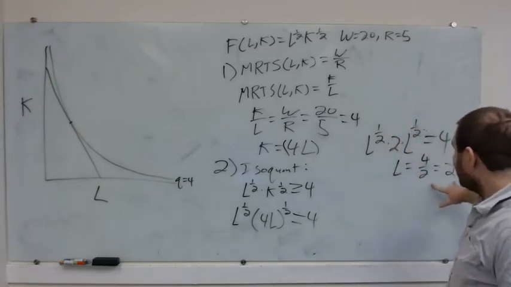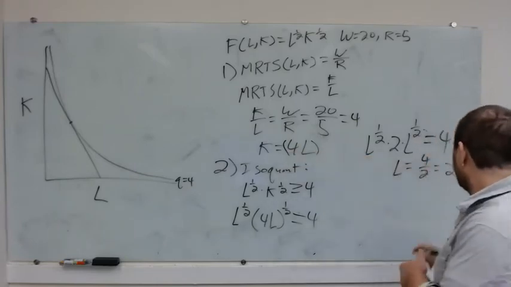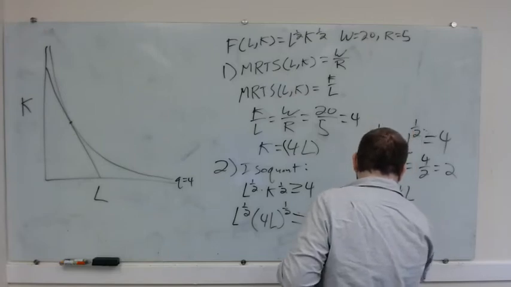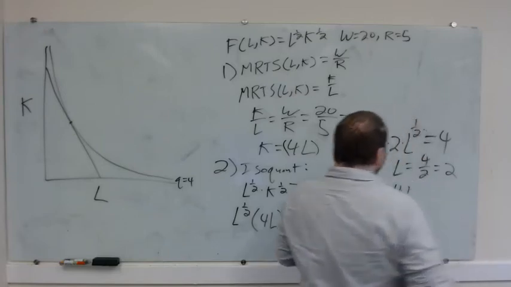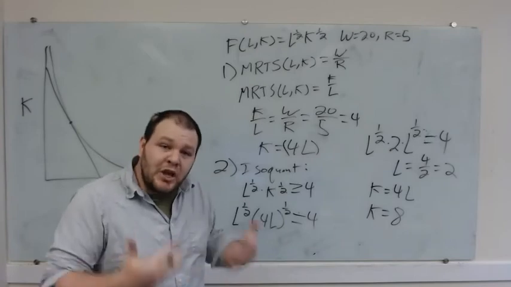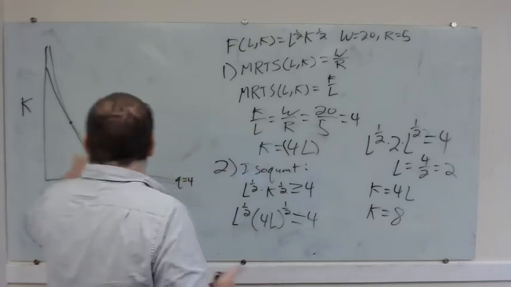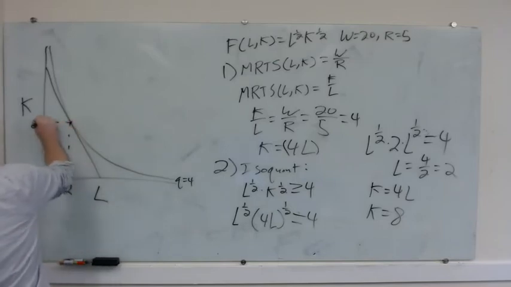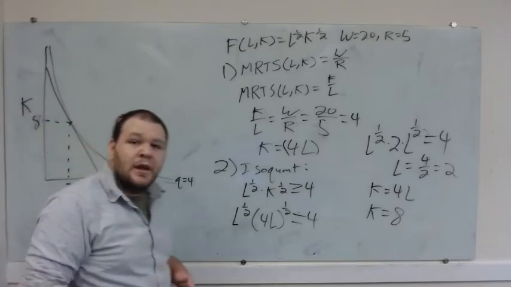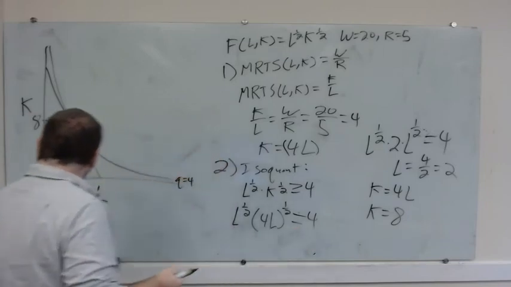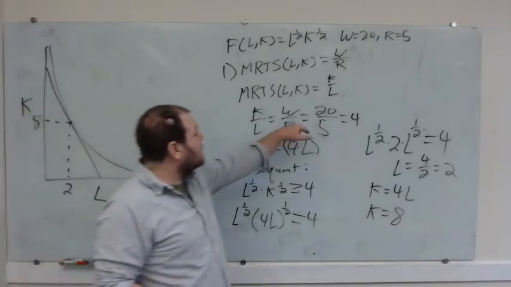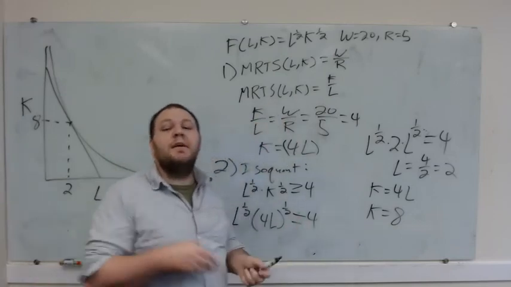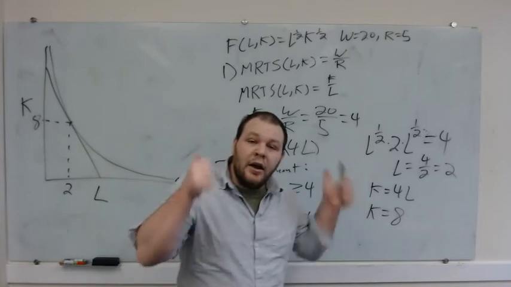Now that I know how much labor I need, I can just use K equals 4L. So K is going to equal 8. So what's this telling me? It's telling me the cheapest way for me to produce 4 tons of potatoes is with 2 workers and 8 machines. Why does this make sense? Because workers are more expensive than machines. So in order to have my cost ratio equal my MRTS, I must end up using more machines than I use workers. All right, awesome.